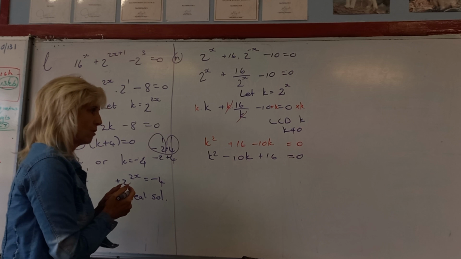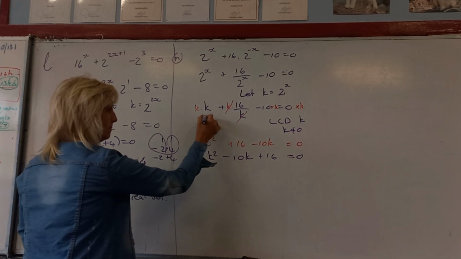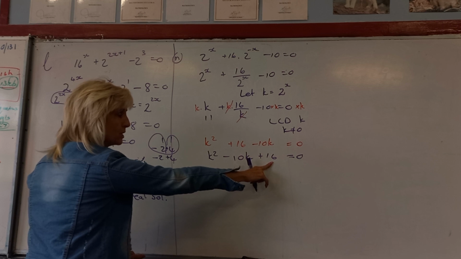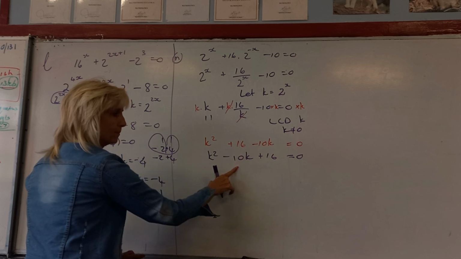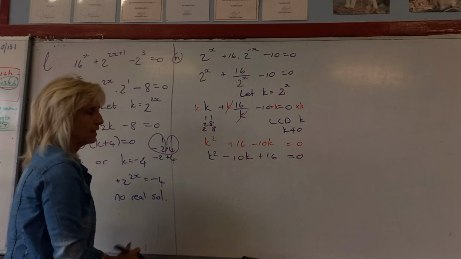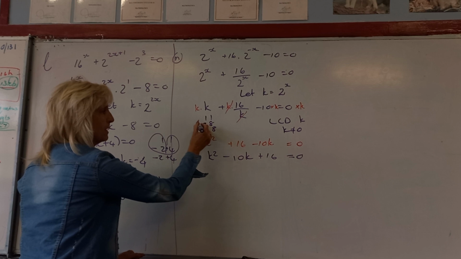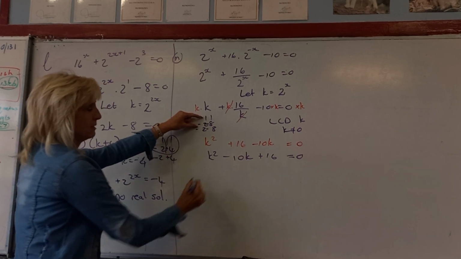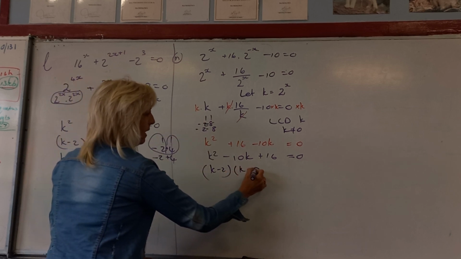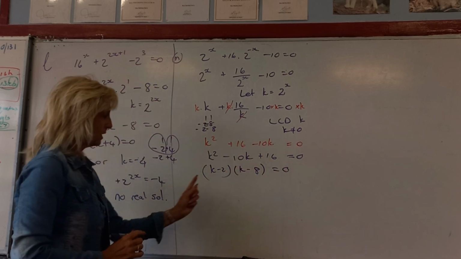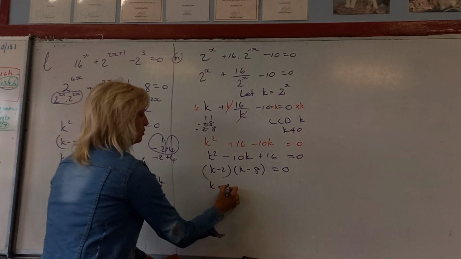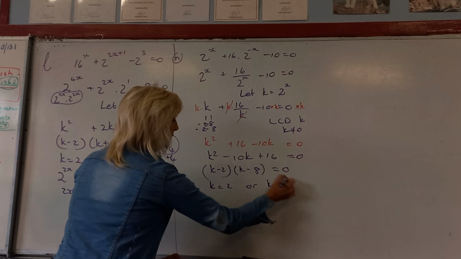Right, now the factors are, what times what is 1? What times what is 16? It's 1 times 16, 2 times 8, and 4 times 4. 2 and 8 is going to help me. Right? Cross multiplication, I've got to get to negative 10, so minus minus. So I'll read k minus 2. And from there, k minus 8. And make sure when you finish that when you multiply it out, it gives you the correct sum. So k is equal to 2 or k is equal to 8.